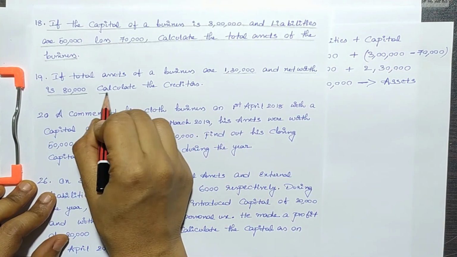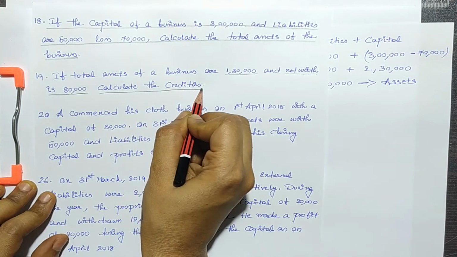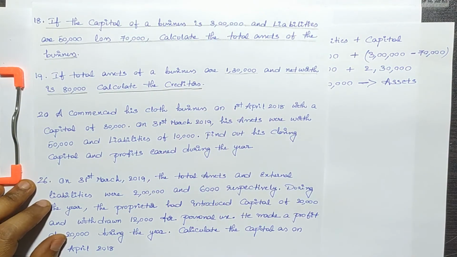Our next problem is, if total assets of the business are 1,30,000 and net worth is 80,000, calculate the creditors. In this question they have given total assets, that is 1,30,000 and net worth, which is nothing but capital. Capital is 80,000. They are asking us to find out the liabilities.